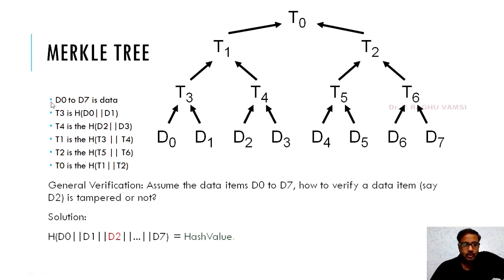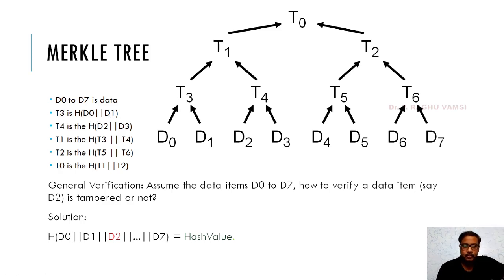Now D0 to D7 is the data. You take whatever data you want. T3 is formed as the hash of D0 and D1. The symbol, the two bars, represents concatenation. So this is the hash of D0 concatenated with D1, that means D0 plus D1. The hash of D0 plus D1 is T3.